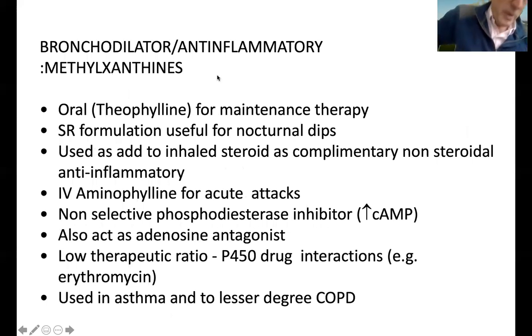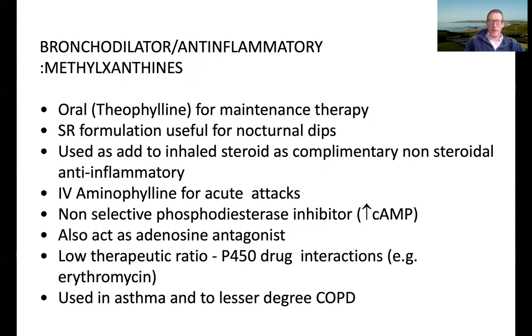I'm briefly going to talk about the methylxanthines. They're not really used much. They're a sort of hybrid drug between a bronchodilator and an anti-inflammatory, which I can see I've spelt wrong there. I'll correct that. The archetypal one is theophylline, which is given orally. It's used for maintenance therapy. Tends to be used more for asthma than in COPD.